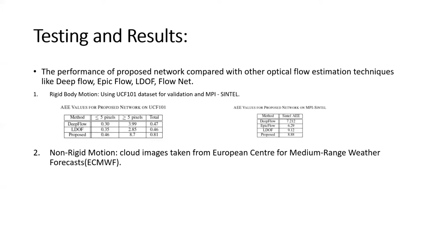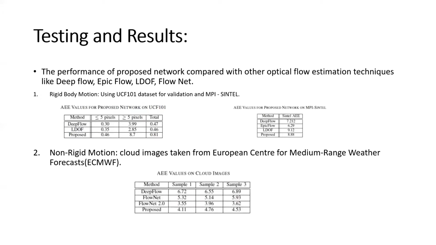So coming to the non-rigid datasets, the cloud image datasets are taken from the European Centre for Medium-Range Weather Forecasts. We can see that FlowNet 2.0 and our proposed network performed better compared to the other two algorithms, and yet the FlowNet 2.0 algorithm performed better when compared to our proposed one, because the average time required for processing one image frame is more than 100 milliseconds in our network, and the accuracy reached by FlowNet comes only after extensively training on supervised data, whereas our network is basically trained using a very scarce data set.